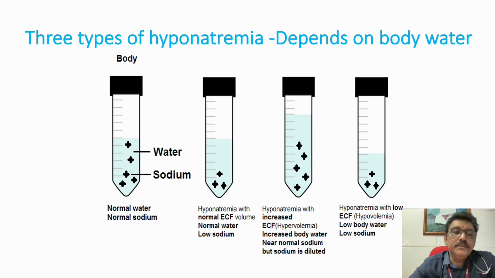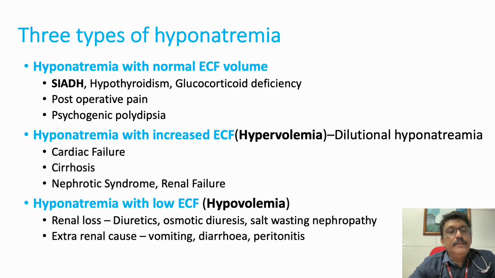Depending on these body volume situations, the treatment also may vary. In normovolemic hyponatremia, you have to correct only the sodium level. In hypovolemic hyponatremia, we have to correct both volume and sodium. Whereas in hypervolemic hyponatremia, we only have to reduce the volume expansion in the body. So let us see the causes.